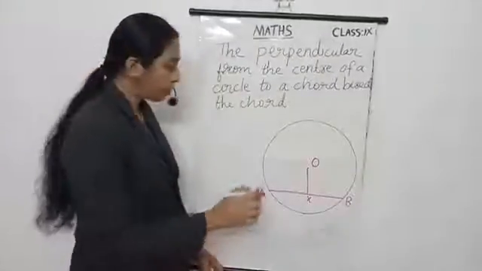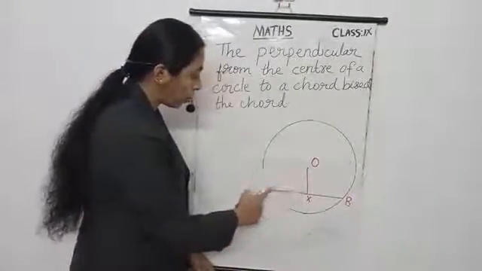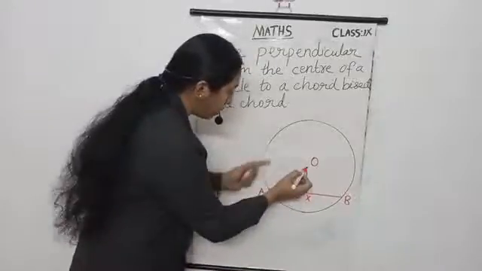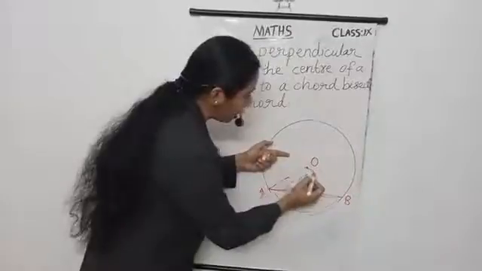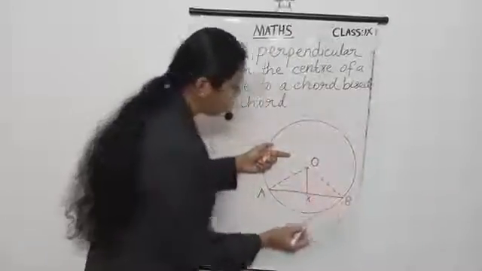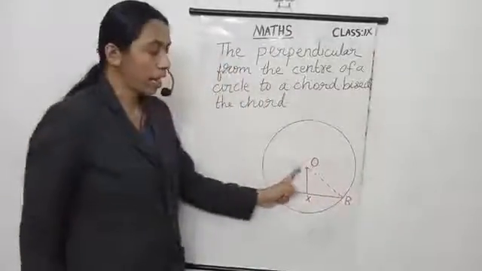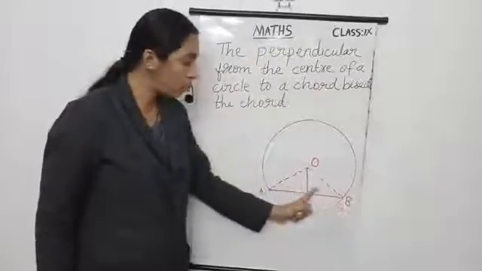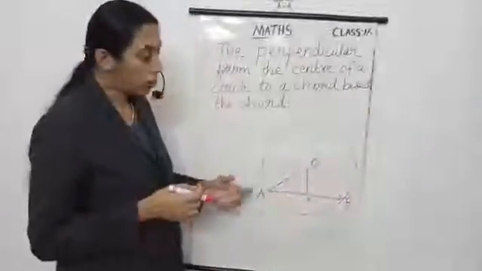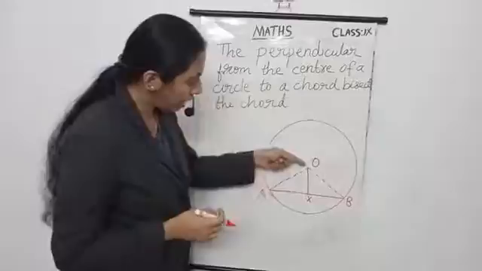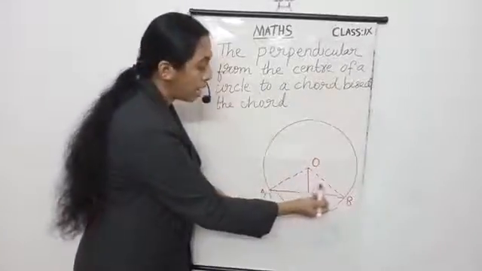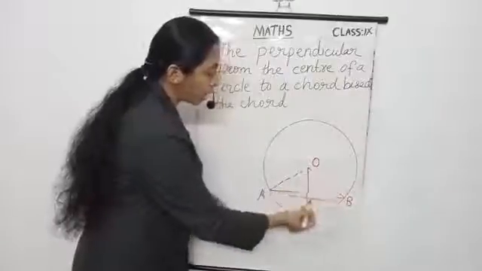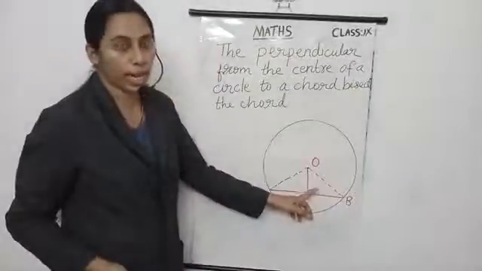For that, first join AO, that means join this one, and join OB. So join OA and OB, we get two triangles. Now consider triangle AOX, this triangle, and BOX. Consider these two triangles.